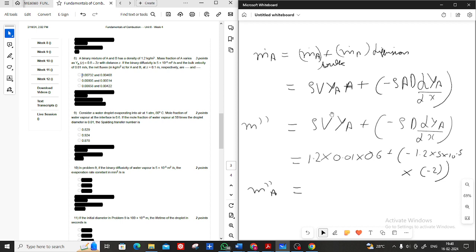It will be 1.2 into 0.01 into 0.6, plus minus 1.2 into 5 into 10 to the power minus 5 into minus 2. So the mass flux of A is equal to 7.32 into 10 to the power minus 3.